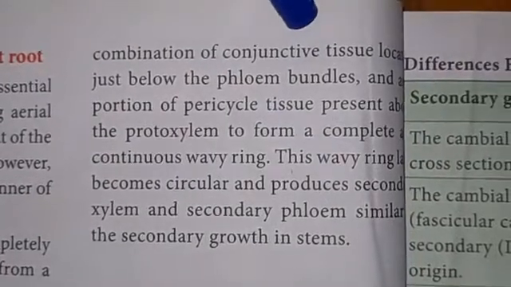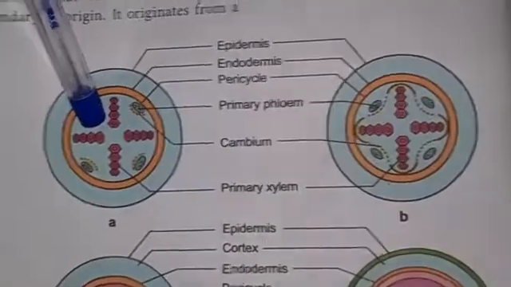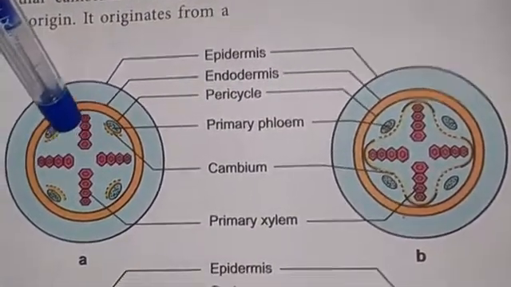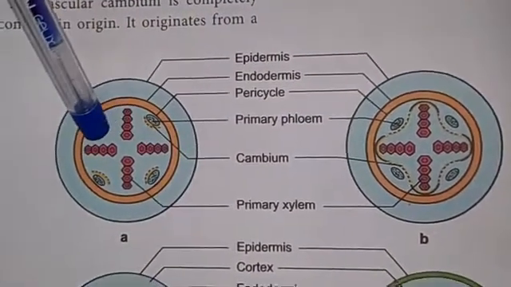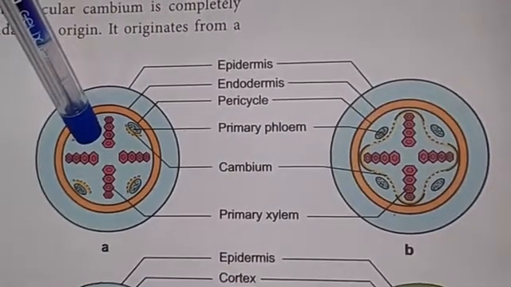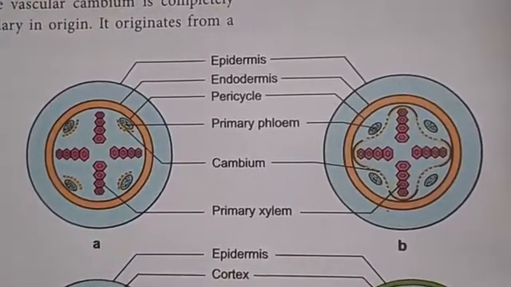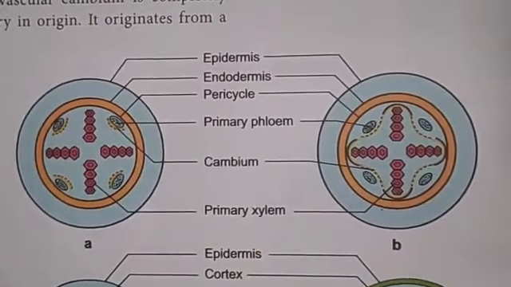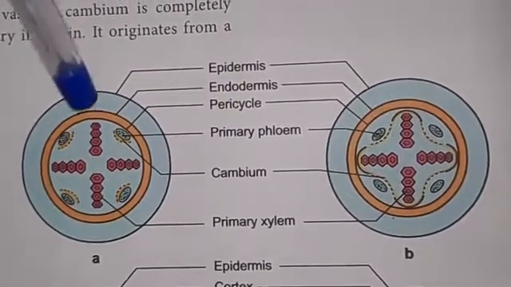What is meant by conjunctive tissue? The tissue which differentiates xylem and phloem. That is, in between the xylem and phloem, conjunctive tissue is present. The tissue which differentiates xylem and phloem is called conjunctive tissue. The conjunctive tissue is located just below the phloem bundles, and a portion of the pericycle tissue present above the protoxylem forms a complete and continuous wavy ring.